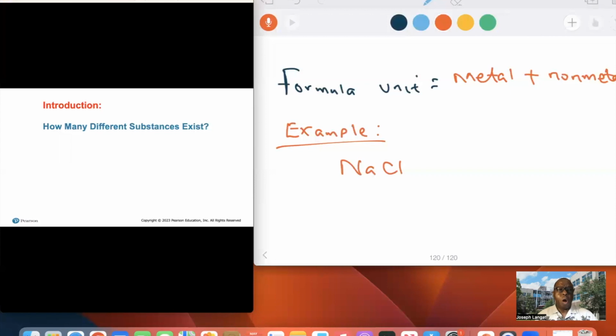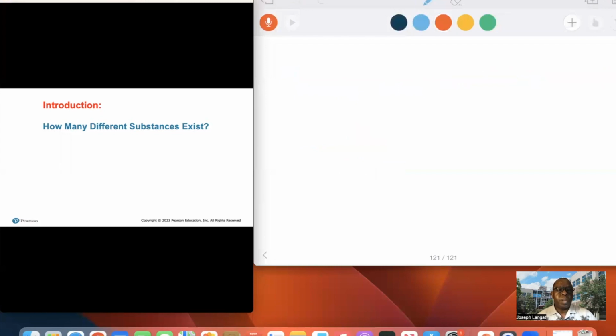Let's see how many different substances do exist. How many different substances exist? If you are asked a question, are you able to list them down, like just give a large estimate? To answer this question, there are many elements that combine to form different compounds. So a compound consists of two or more elements.